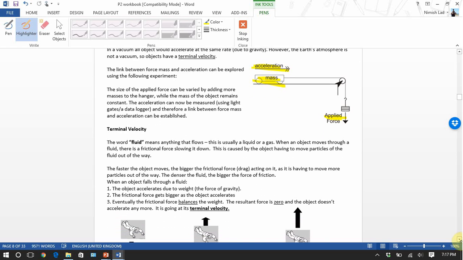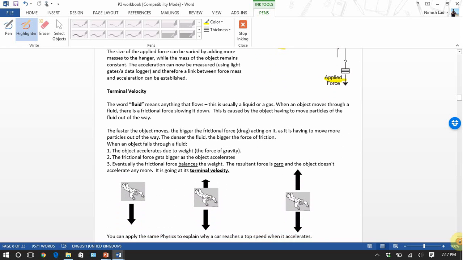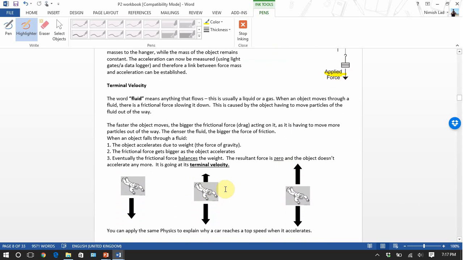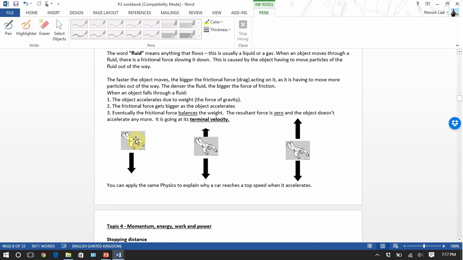So remember, it can be in any fluid, so that's a liquid or a gas. So you've got a skydiver here, only weight is acting on him to begin with. He then falls further down, he's accelerating, so therefore he has air resistance. Remember, the faster he goes, the larger the air resistance. He's accelerating because there's a resultant force. There's still a resultant force here in the second picture, so he's still accelerating. And in the last picture, there's no resultant force, so he's at a constant speed, and that's called terminal velocity.